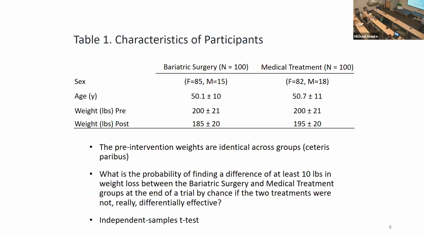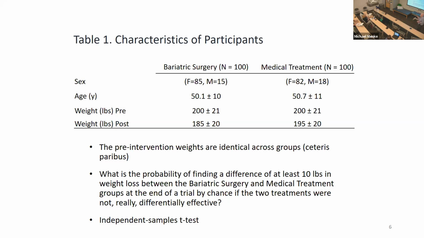The age is roughly the same. So we would consider in this instance, in this fake news instance, that we've established ceteris paribus, right? All things being equal across groups, except for the condition. One half of the patients got surgery, one half got medical treatment, which consisted of counseling, dietary recommendations, enrollment in Weight Watchers if they chose.